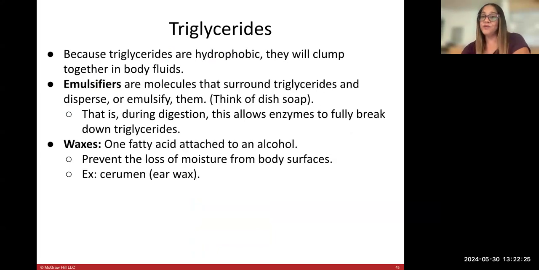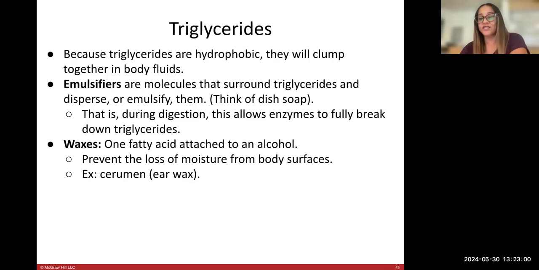Because triglycerides are hydrophobic, they will clump together in our body fluids. Emulsifiers are molecules that surround triglycerides and disperse or emulsify them. If you've ever washed dishes, you know, sometimes oil and fats can get on plates and pans. You use dish soap. Dish soap will cut right through that and it will dissolve the fat. That's an emulsifier. Our bile does this for us. Our bile dissolves fats in our bloodstream. So during digestion, this allows enzymes to fully break down triglycerides.